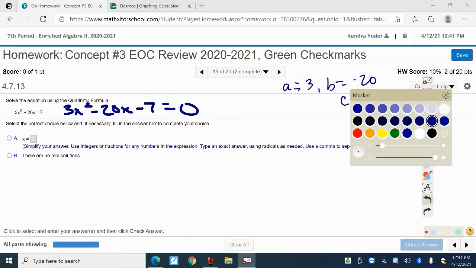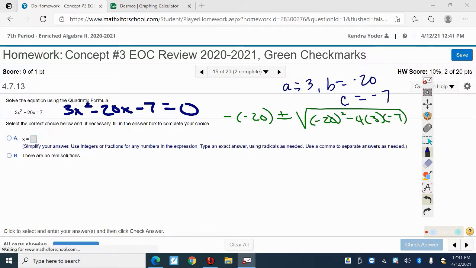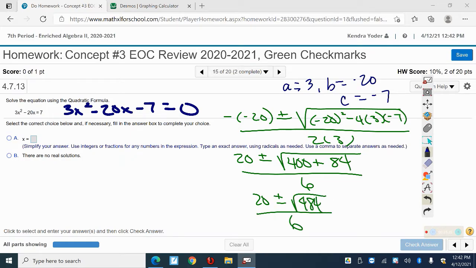So your formula is negative B plus or minus the square root of B squared minus 4AC, all over 2A. So you have a negative times a negative 20 plus or minus the square root of negative 20 squared minus 4 times 3 times negative 7, all over 2 times 3. Does everybody see that, yes or no? Double negative creates the positive. This is going to be 400 plus 12 times 7, which is going to give you 84, all over 6. So 20 plus or minus the square root of 484 over 6. Do we all see that, yes or no?